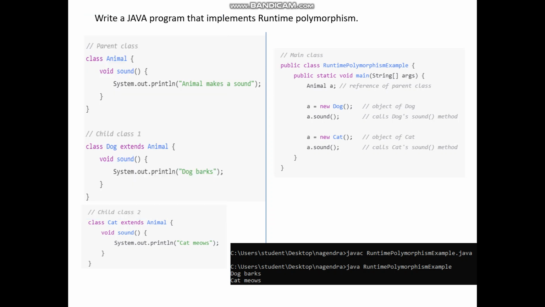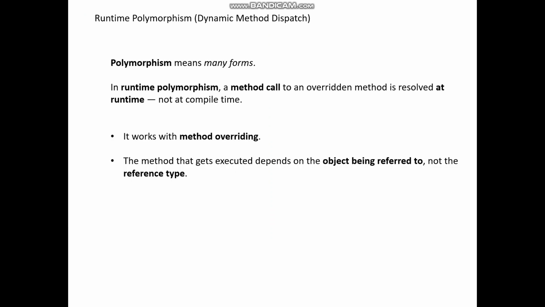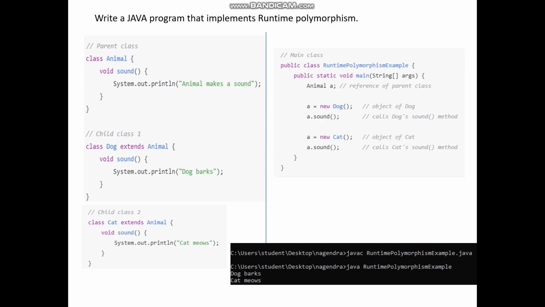Write a Java program that implements runtime polymorphism. Before going to this one, first of all, what is the meaning of polymorphism? Polymorphism is that word, many forms. Poly means many, morphism means forms. Means we are having the same method with different bodies.